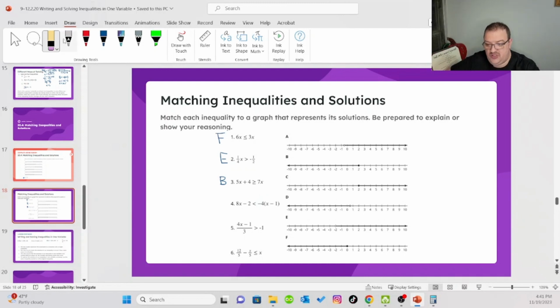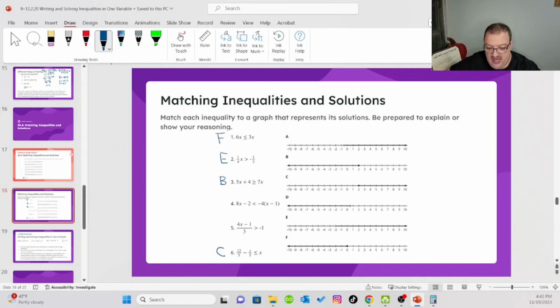Now I've used 2 out of the 3 that have "or equal to." There's only one more, which is number 6. So that must match up with C because it's the only other one that has a solid dot.